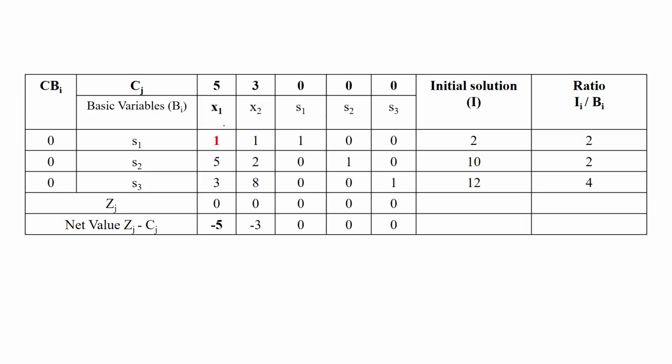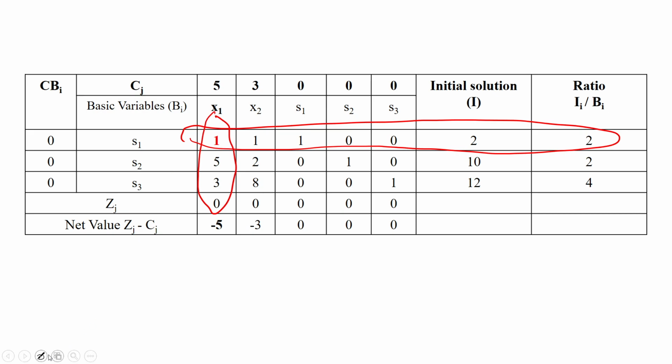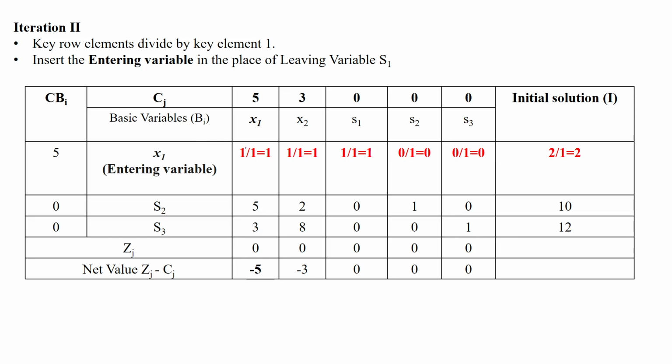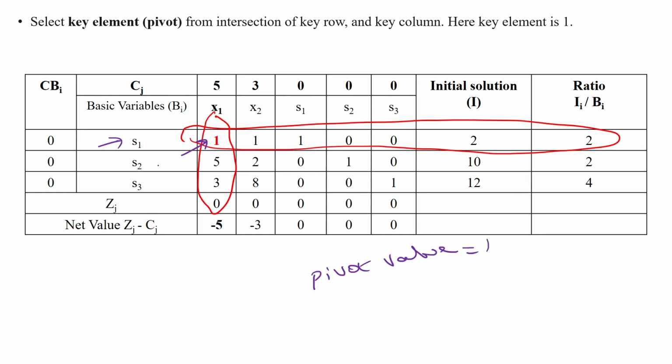Next, when you are selecting the key column and this key row, the intersection value is selected as the pivot value. This one is selected as the pivot value. Now 1 is the pivot value. Based upon that, we are going to update row 1, S1. For that, we take the existing value divided by the pivot value. Like that we have to divide, and also we have to update. So here the s1 will be replaced by this column value.